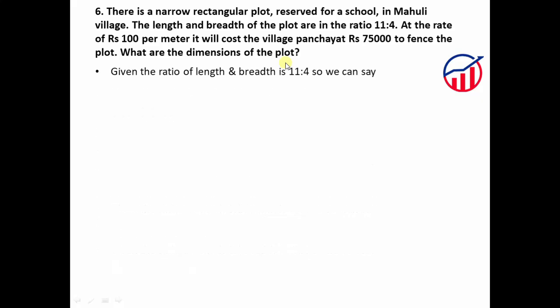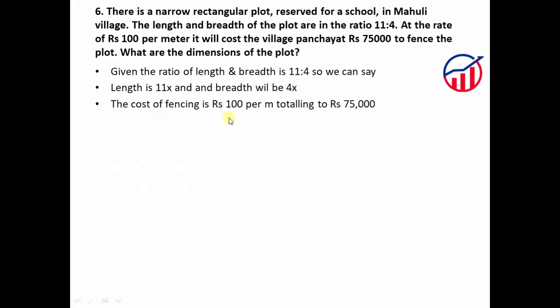So what are the given pieces of information? Given that the ratio of length and breadth is 11/4. So we can say that length is 11x and breadth is 4x. Then the cost of fencing is rupees 100 per meter, totaling to 75,000. So fencing is basically what, if you are doing a fencing for a rectangular plot, what are you doing basically in terms of mathematics? You are going around the perimeter.